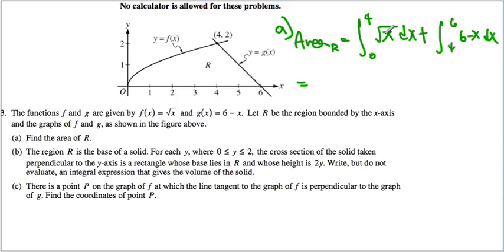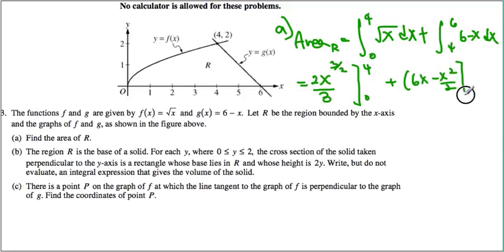Now, since for this one the exponent is equal to 1/2, this antiderivative will become x to the 3 over 2 power divided by 3 over 2, which is multiplied by 2/3, from 0 through 4. Plus here we have 6x minus x squared over 2 for 4 to 6. That's basically what we end up getting.